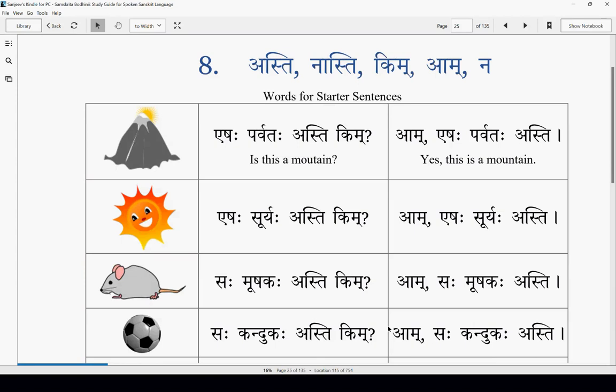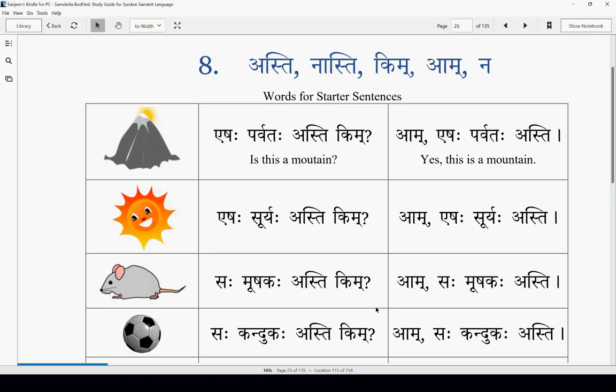Any question? Yes, one question, Acharya. So is Asti redundant here? Yeah. You're asking, is this a mountain? So just mapping all these words, word by word. Kim, Eshaha is this, and Parvataha is mountain, and Asti, that broadly it exists. Right? So is it redundant here? Yeah, redundant. Asti is always redundant.